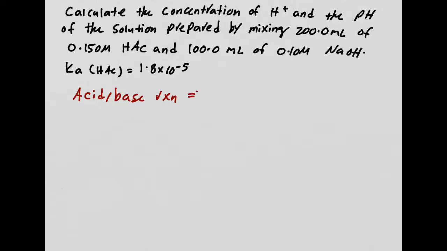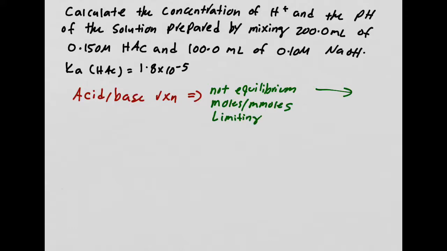What have we talked about? Every time you have an acid-base reaction, it is not an equilibrium anymore. What that means is you have a single arrow. And we always need moles or millimoles when we have an acid-base reaction. And you also have to think about limiting reagent. So, does it make sense why we have an acid-base reaction? We have an acid-base reaction because I have acetic acid, I added to sodium hydroxide.